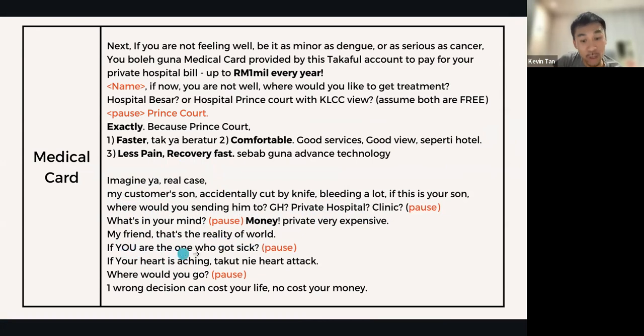If you are the one who got sick, if your heart is aching, or heart pain, or you are afraid, you don't know whether it's a heart attack or not, where would you go? That decision can cost your life, not just your money.